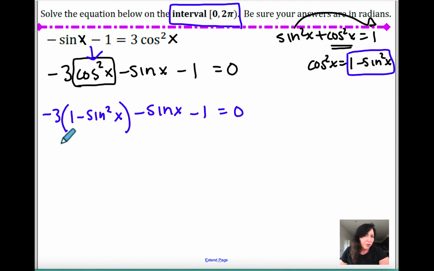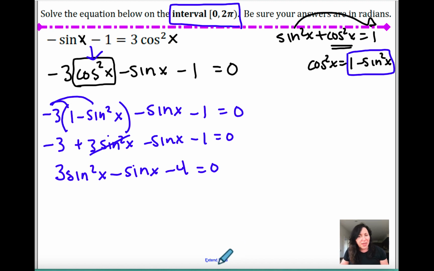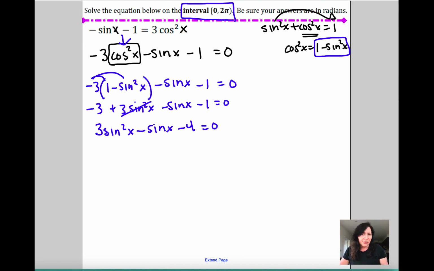So I'm going to distribute the 3. I get -3 plus 3 sine squared of x minus sine of x minus 1 is equal to 0. And I know it's quadratic, so I'm just going to put the quadratic value first. Sine squared of x, did that. This one's next, minus sine of x. And lastly, I have negative 3 and negative 1, which is negative 4. This is what I need to factor, okay?